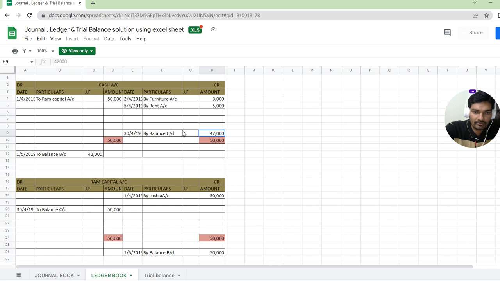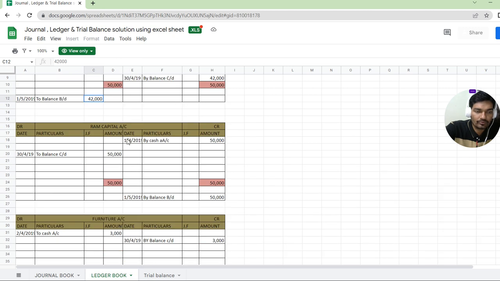The closing balance we should write as balance carry down. This closing balance should be transferred to the next month as the opening balance. So after April we get May. As on May 1st 2019, the opening balance we should write as to balance brought down. The same balance is brought down to the next month, that is 42,000 rupees.